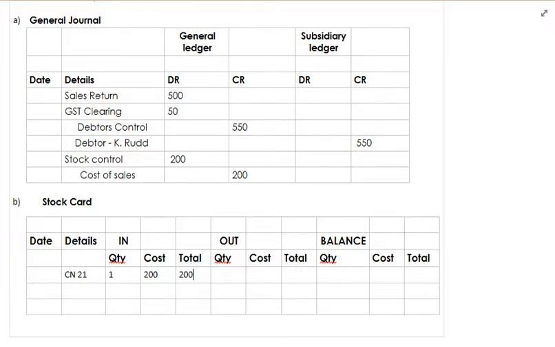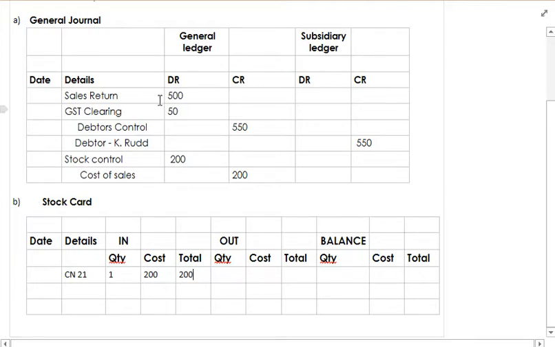So a sales return, the cost price that we record in the stock card and in the general journal and the ledger will be the most recent out cost from the stock card. Once again, we simply go from the journal into our general ledger and subsidiary ledger. A debit to sales return, a debit to GST clearing, a credit to debtor's control, a credit to the subsidiary debtor K. Rudd, a debit to stock control, and a credit to cost of sales.